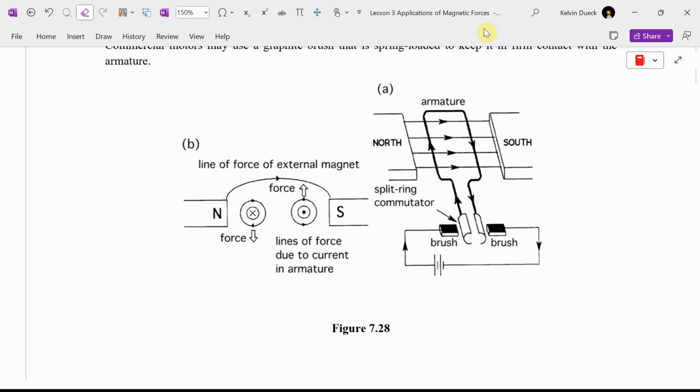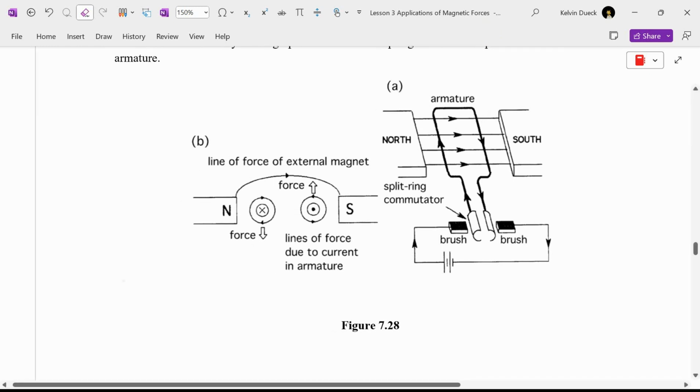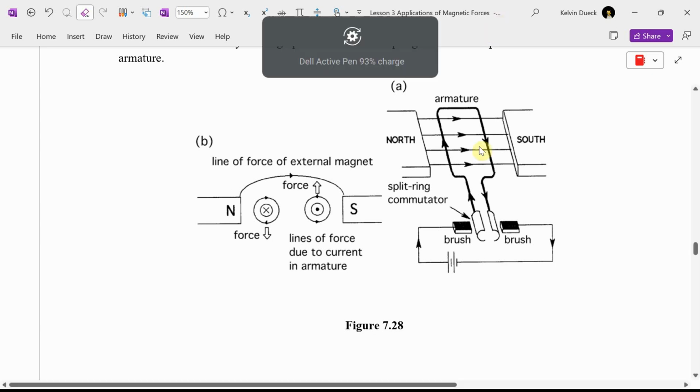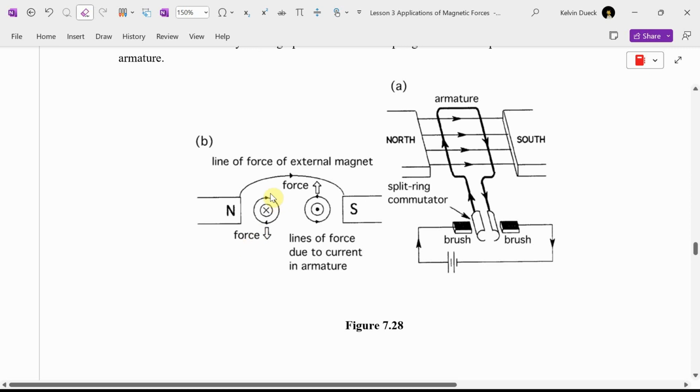So here in this particular picture, I have current going into the page where the North Pole is right here. I have current going into the page right here. I have current coming out of the page right here. So if I point my thumb into the page, magnetic field that way, this is going to feel a force down. This is going to feel a force up.